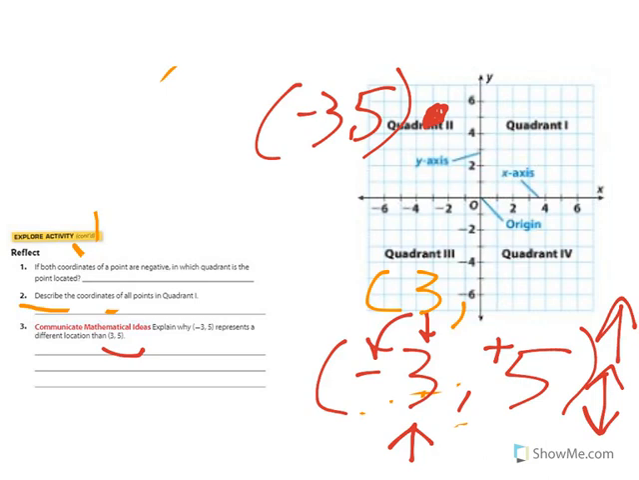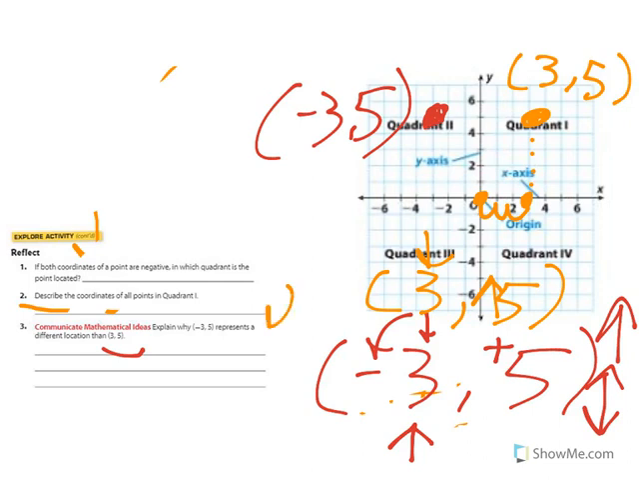So if it was positive 3, positive 5, I start first at my origin, and now I move over 3. 1, 2, 3. Now I go up 5. 1, 2, 3, 4, 5. So there's the difference between the two. This is positive 3, positive 5. And why does it represent a different location? The difference is because of the negative side on the x coordinate. Alright, so the negative x coordinate is the difference between the two.